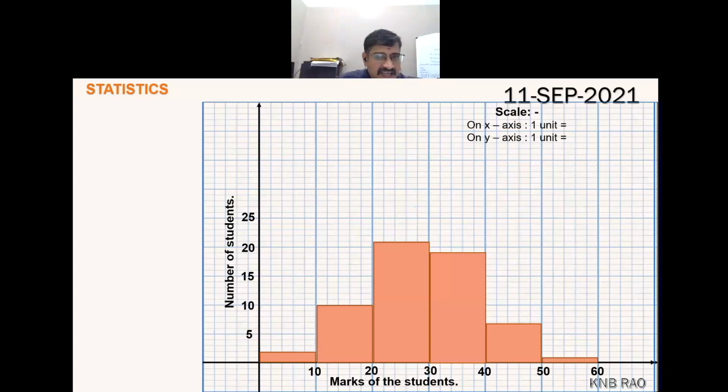See, remember, for a frequency polygon, the midpoints of the tops of the bars will be joined or connected. Sir, how did you draw this graph? How did I draw the histogram graph? Isn't it?